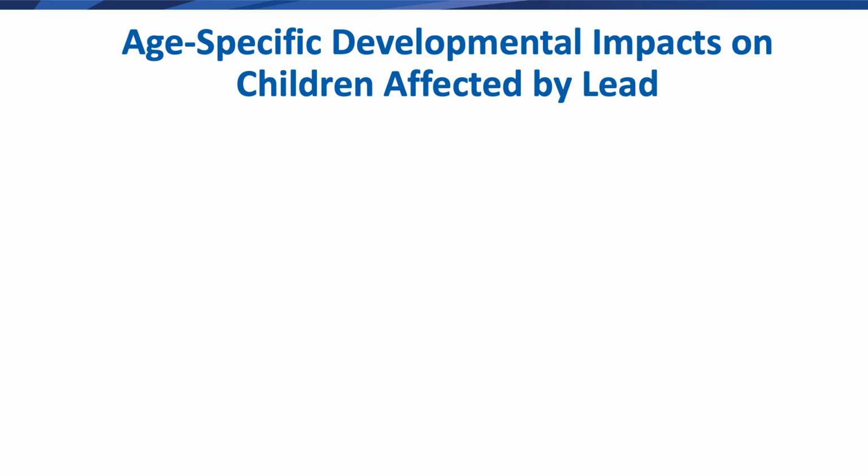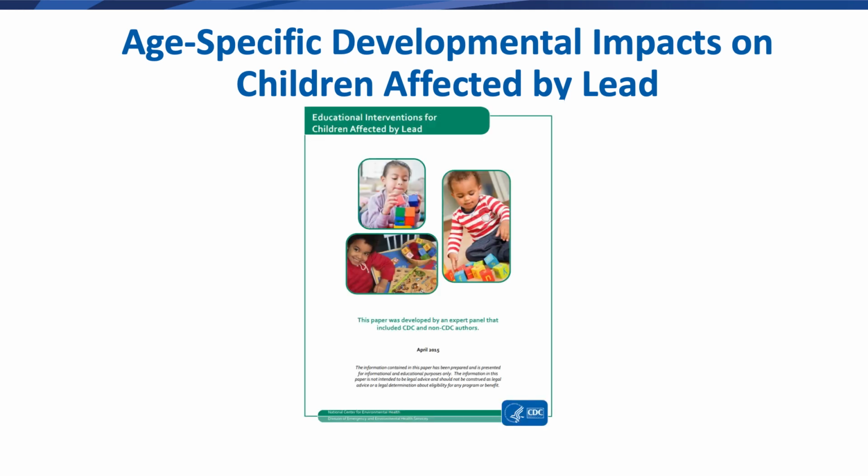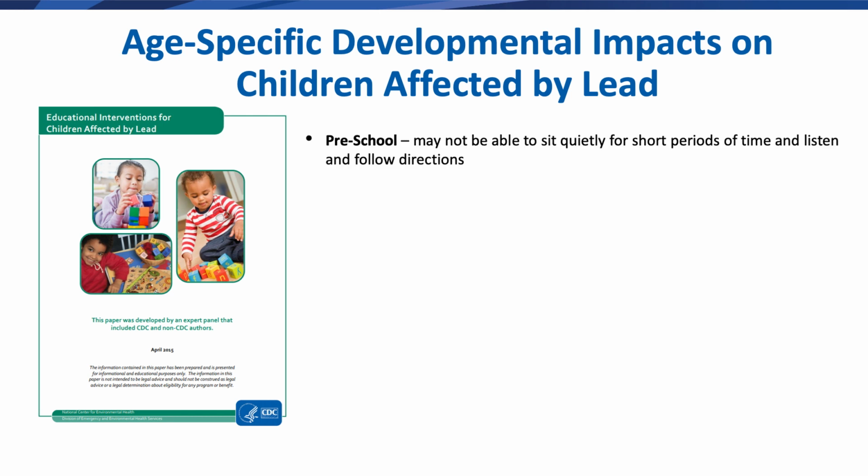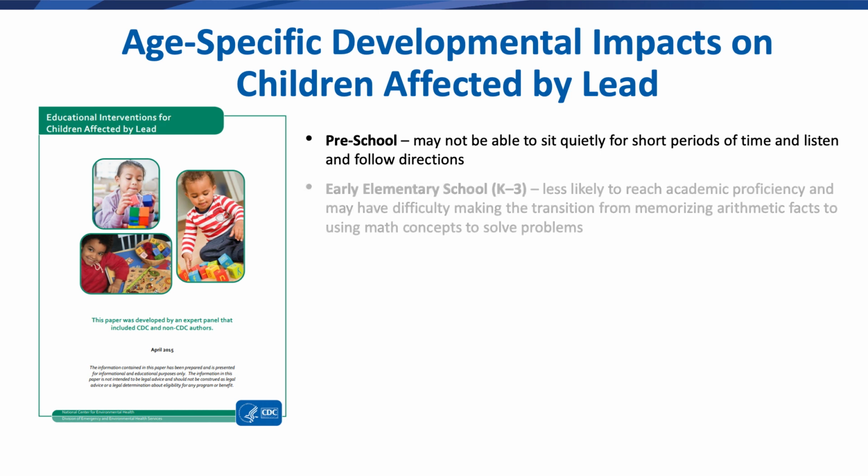When a child has lead exposure at the age of 2 years, you may not see any of these developmental impacts. However, by the time the child starts preschool, signs of lead exposure may begin to appear. In preschool, children exposed to lead may not be able to sit quietly for short periods of time and listen and follow directions. In early elementary school, K through 3rd, children exposed to lead may be less likely to reach academic proficiency in reading and mathematics. He or she may have difficulty making the transition from learning to read to reading to learn, and from memorizing arithmetic facts to using math concepts to solve problems.